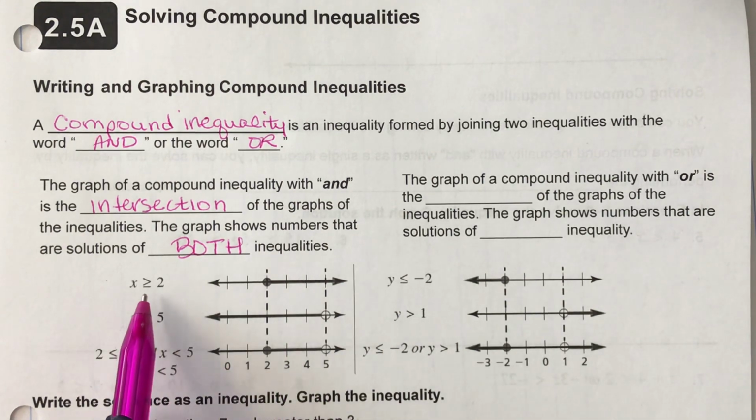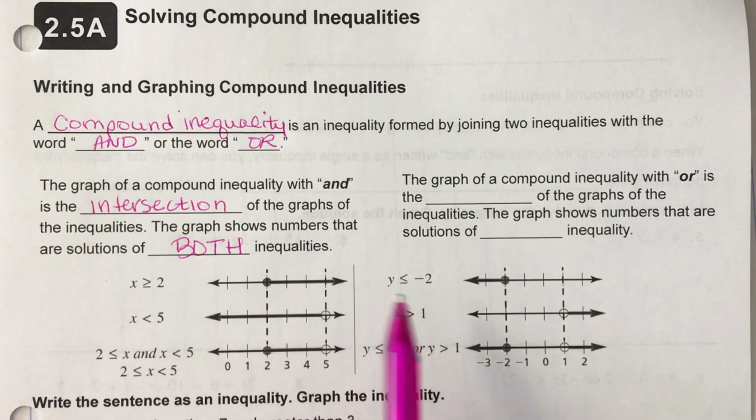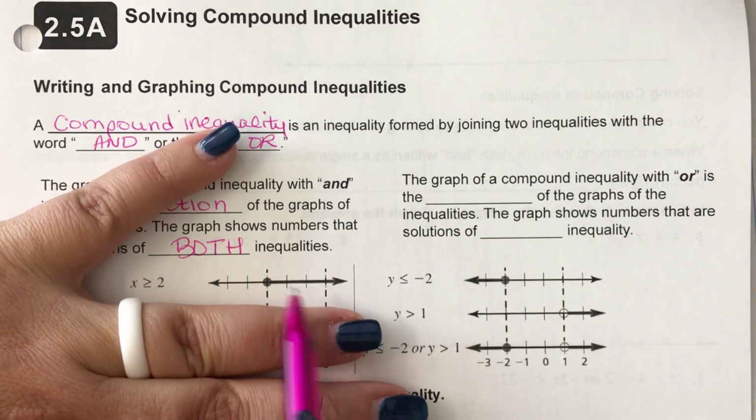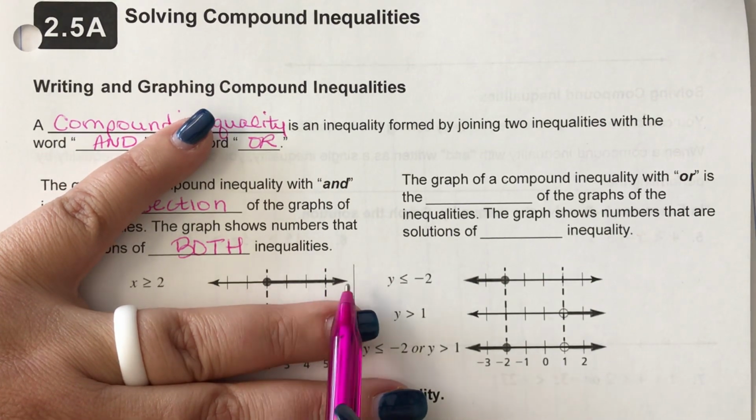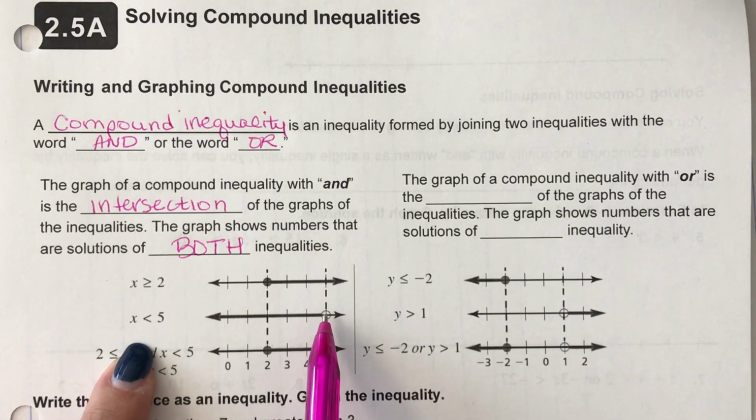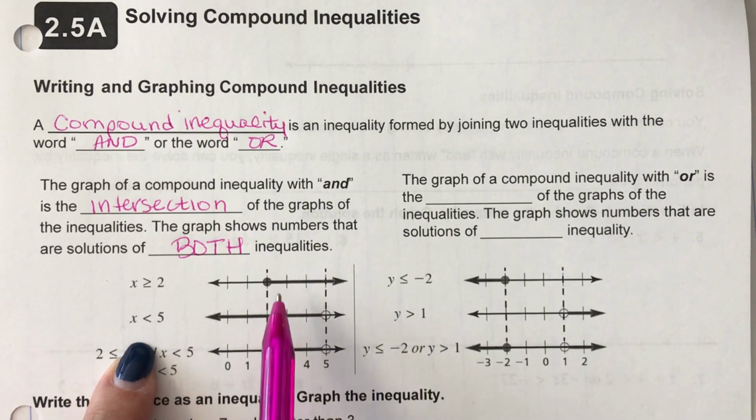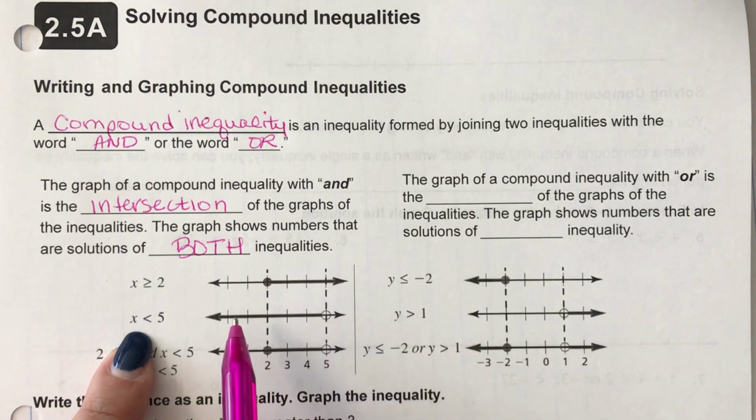So let's say that one of my criteria is all the x's that are greater than or equal to 2. So that by itself would be graphed right here. All the x's that are greater than or equal to 2. There's that, okay? But then I add another limit that says I also need those x's to be less than 5. So this is the individual graph for the first inequality. This is the individual graph for the second inequality.